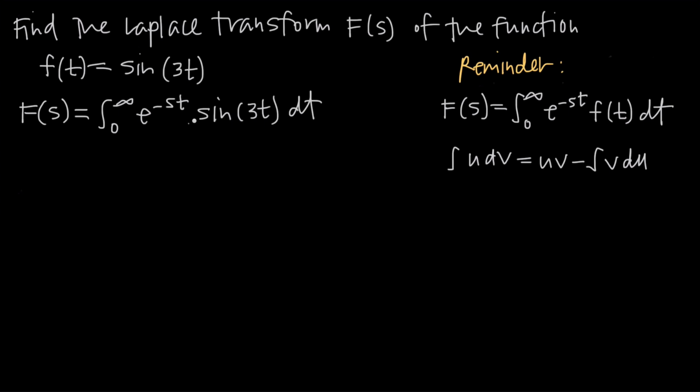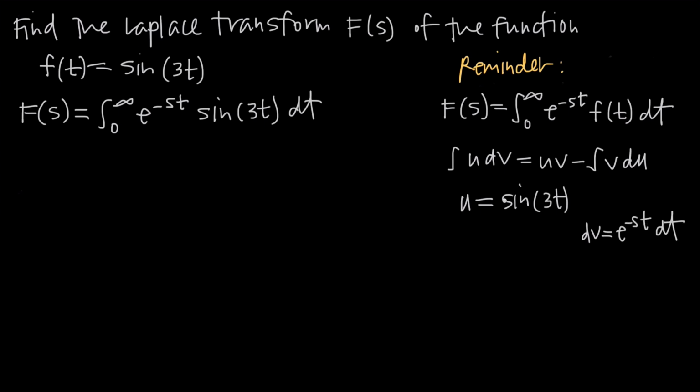So here what we're going to do is set u equal to sine of 3t. So let's go ahead and do this over here so we save ourselves some room. So we'll say u is equal to sine of 3t, which means that dv is going to be the rest of the integral. So dv is going to be equal to e to the negative st dt.